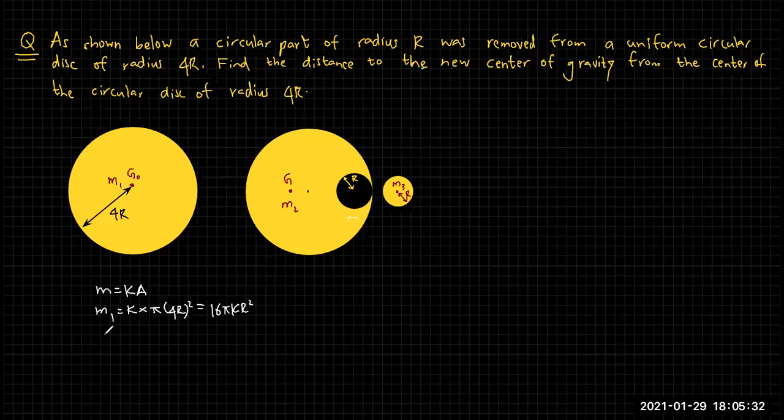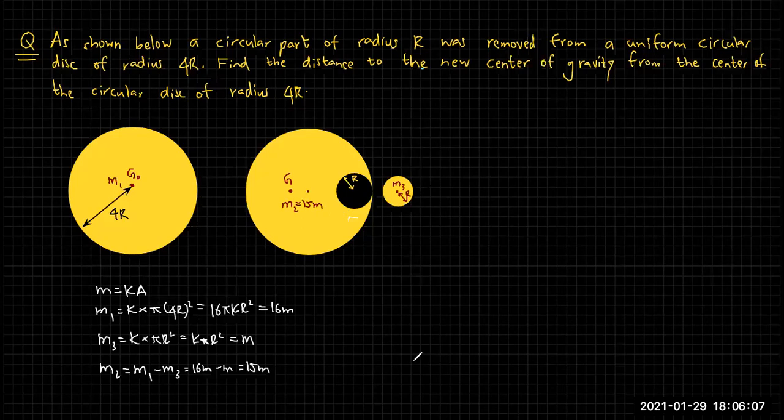And the mass of the smaller circle, m3, what is that going to be? K, areal density, multiplied by area pi r square. Therefore, that is k pi r square. For our convenience, let's take k pi r square as M and 16 pi k r square as 16M. Therefore, what is the mass of the remaining part? M2 is equal to M1 minus M3, that is 16M minus M. Final answer, 15M. That is the mass of the remaining part.